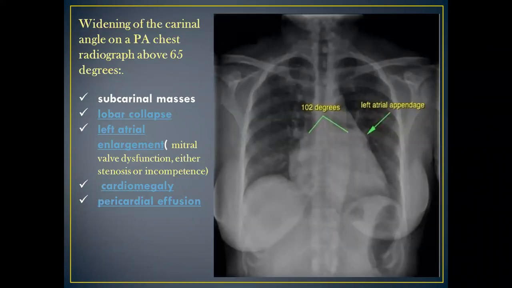What is the significance of this angle is that widening of the carinal angle, as shown in this image, above 65 degrees may represent a sign of many pathologies, including left atrial enlargement due to mitral valve pathology, subcarinal masses, lobar collapse, cardiomegaly, or pericardial effusion.